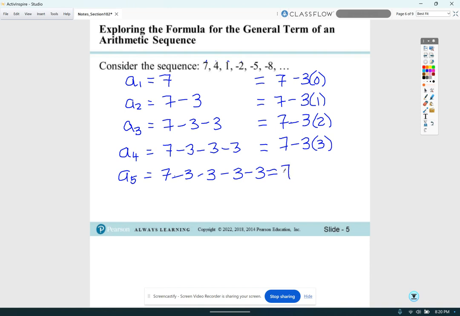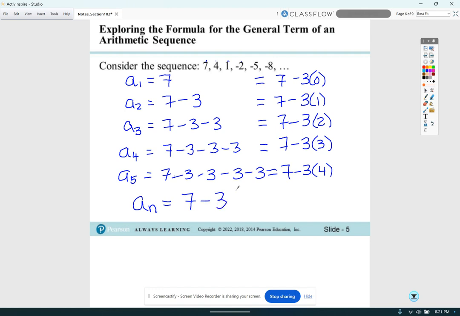And then to get to the fifth term, I subtracted 3 from 7 4 times. And that pattern would continue. So what we want to do is generalize that for a sub n. To get to any term in the sequence, I'm going to start with 7, the first term, and subtract from that, in this case, 3.